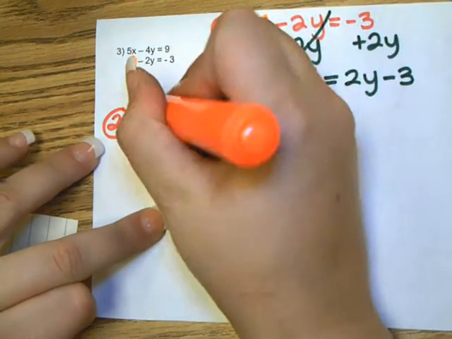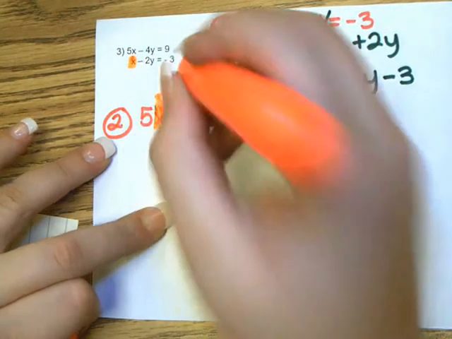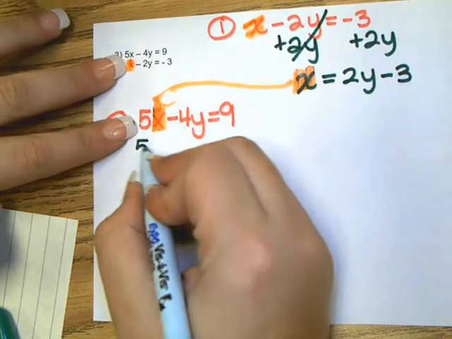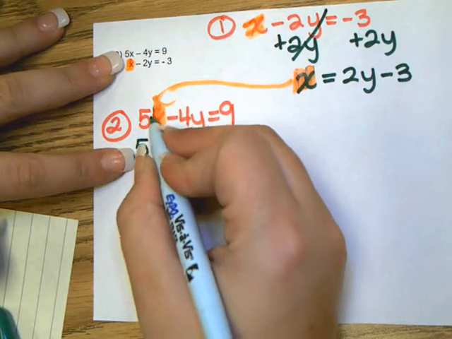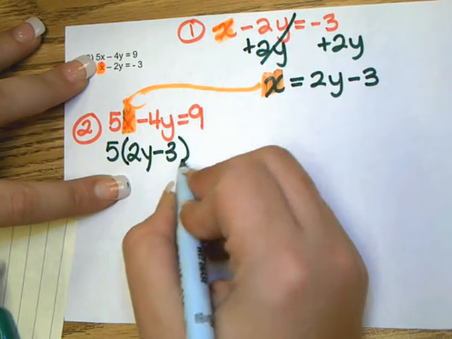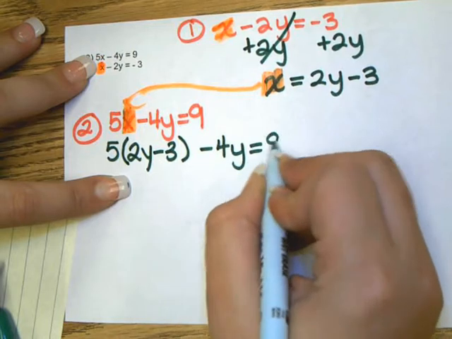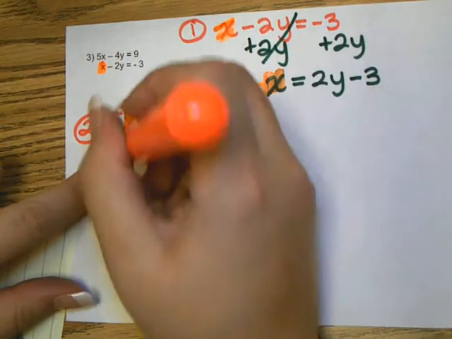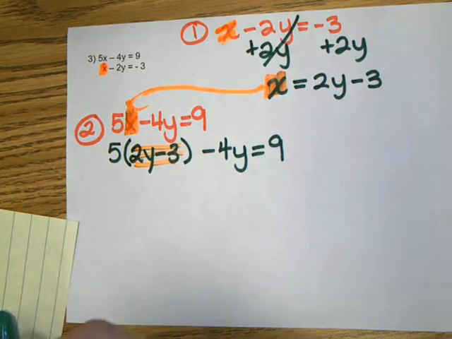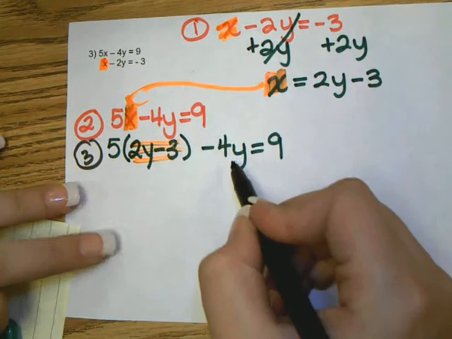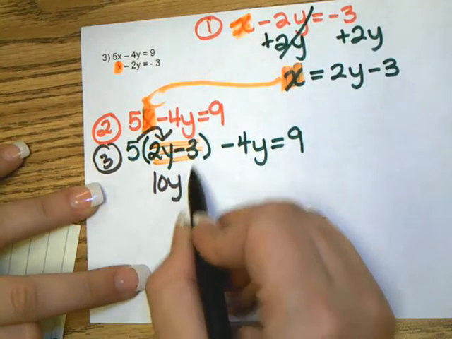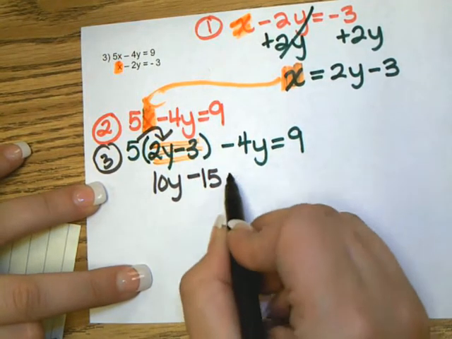So now step 2. I take the other equation, 5x minus 4y equals 9, and instead of x, I know what x is right here. I'm going to plug that right on in. So I have 5, and instead of x, and I need parentheses because there's a number to multiply to distribute, I'm going to put 2y minus 3. So instead of that x, I put what x equaled right there. So now step 3 is to solve that.